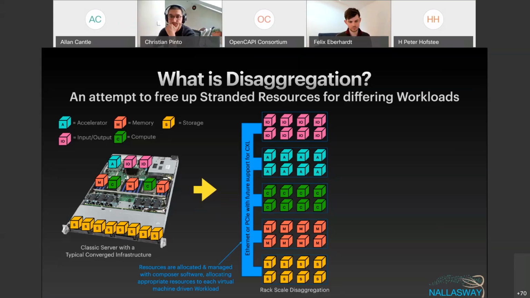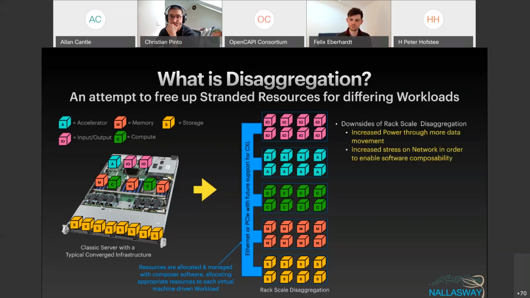Now, unfortunately, this approach actually comes with some significant disadvantages as well. So whilst you get the resources back, you have more challenges. So the downsides of rack scale disaggregation are, you actually increase the power through more data movement. So these resources are now further apart. So when you connect them back together with the software, you're burning more power. And you're putting more stress on the network to actually enable the software composability. So whilst logically it makes a lot of sense, practically it can be challenging.